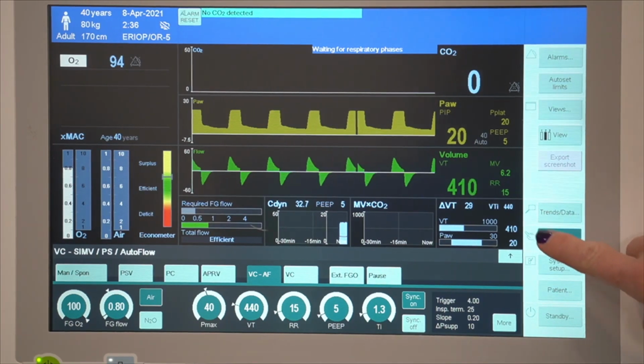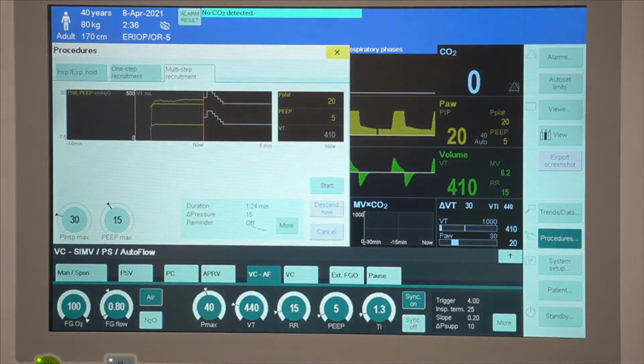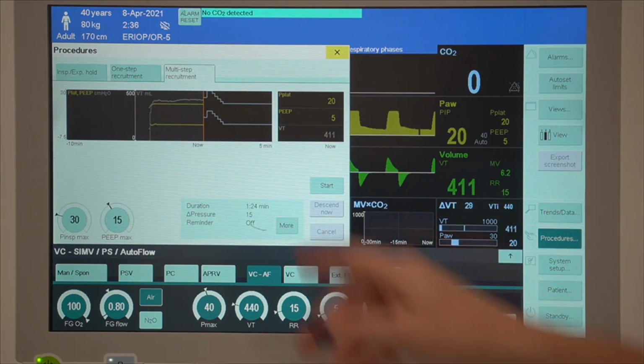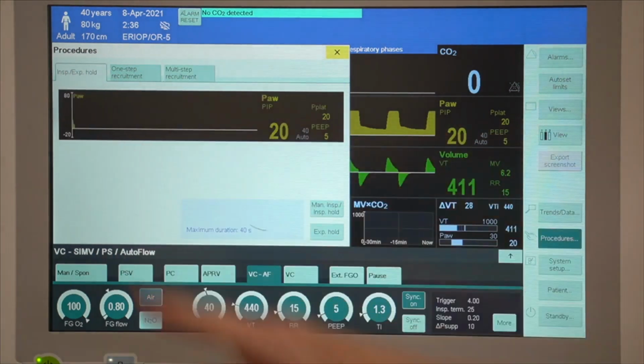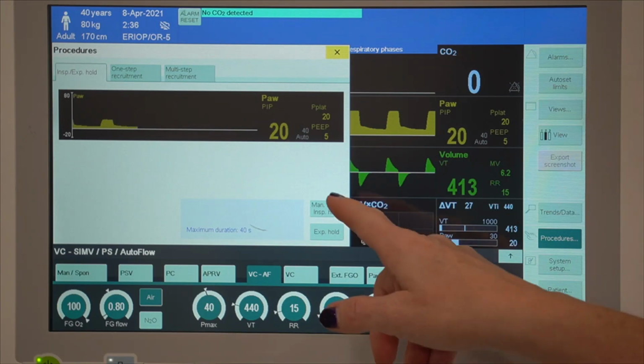It's possible to perform a lung recruitment procedure. This is under the Procedures button. There are 3 options. First is the inspiratory or expiratory hold. This is a handy, quick manoeuvre.